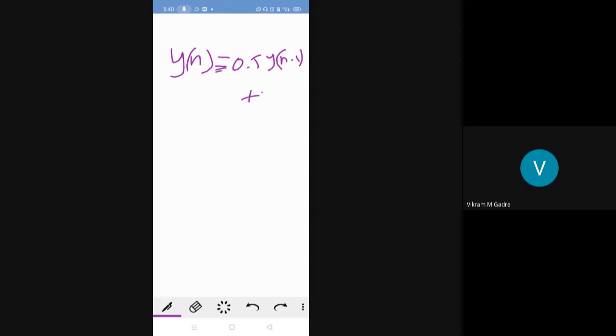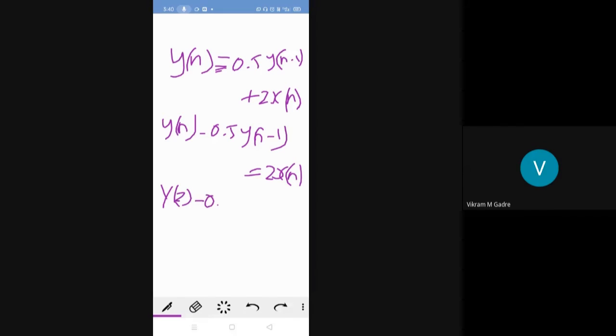n minus 1 plus 2 x of n. I am taking the y of n to one side, and equal to I am having 2 x of n. So after taking Z transform, what do I get? Y of z minus 0.5 z power minus 1 y of z. Then for the RHS 2 x of n, that is 2 x of z.